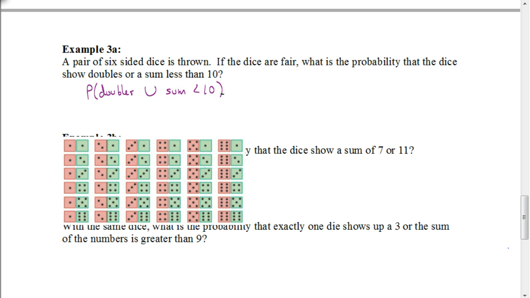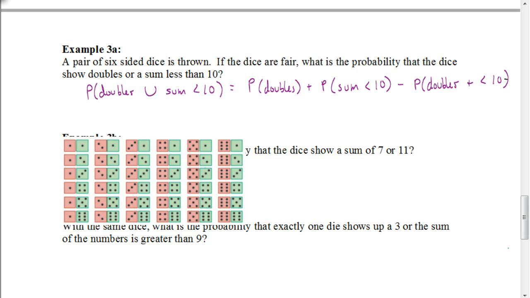Now we need to ask ourselves, is this a situation that's mutually exclusive or not? Is it possible to get doubles that are less than 10? It is. This is not mutually exclusive. So the way we're going to do this is take the probability of getting doubles, plus the probability of getting a sum less than 10, but then subtract from that the probability of getting doubles and less than 10.